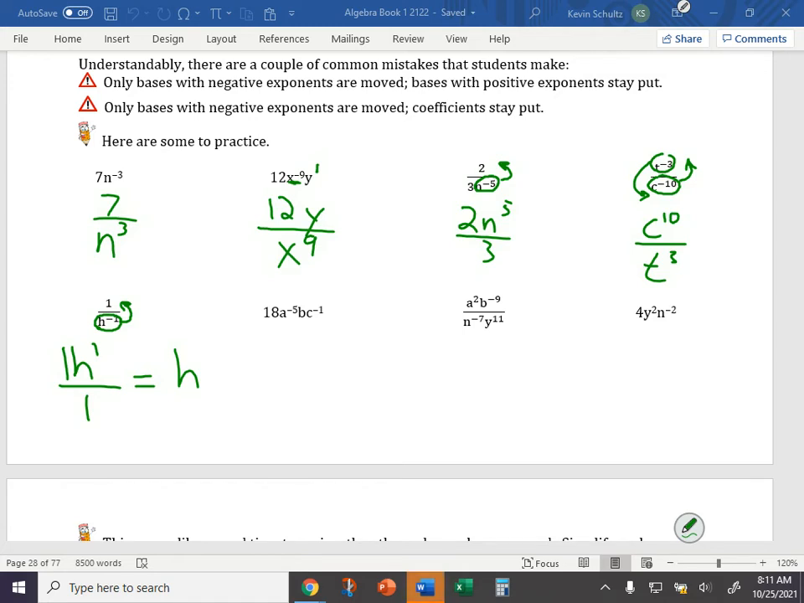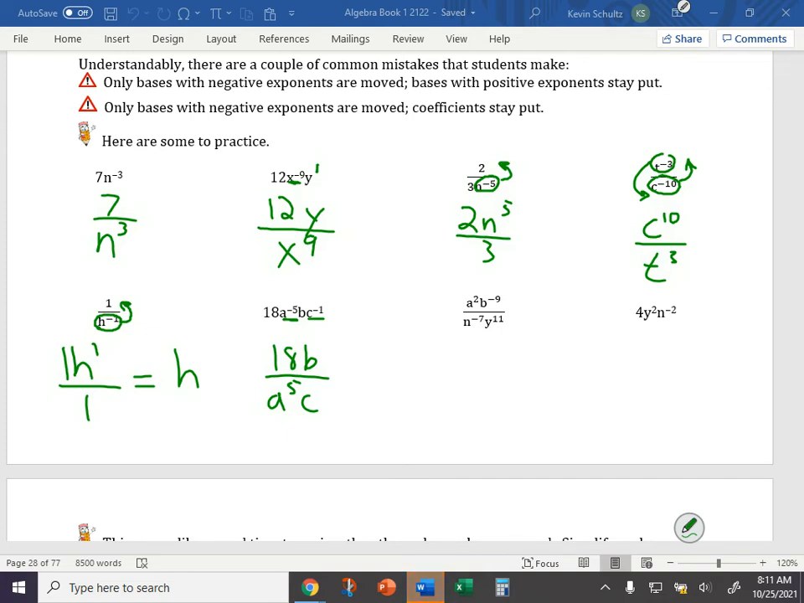The second one in the second row, we've got 2 things to move, this a to the negative 5th and the c to the negative first. The 18 being a coefficient stays put. That b, being a positive power, it's b to the first, even though it's not written there, that stays put as well. So 18b in our numerator, and a to the fifth, c. If you put c to the first, that's fine. If you just put c, that's fine too. When it's a positive one, we don't have to write it.